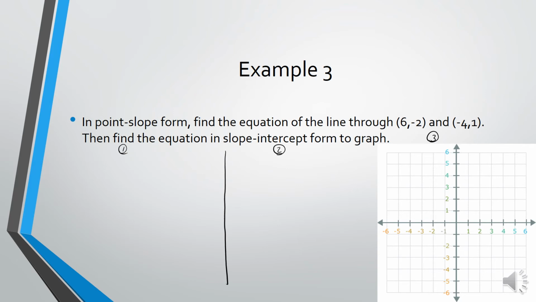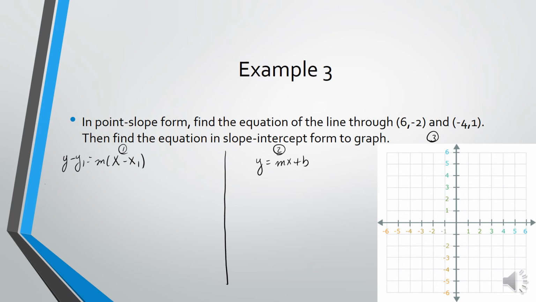Part 1 is going to be my point-slope form. So that's my y minus y1 equals m times x minus x1. Part 2 says change it to slope-intercept form. And then part 3 says based on part 2, graph it. Okay, so we've got all our steps here.